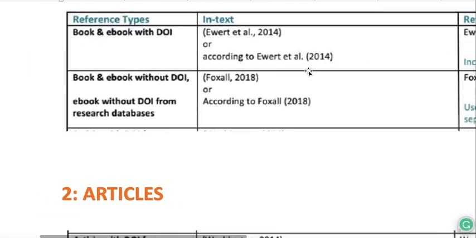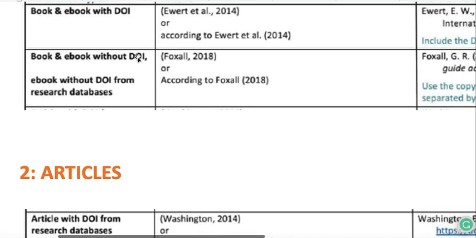And now if we come to the book which doesn't have any DOI, it is an ebook, it is a book but doesn't have any DOI, at that time the reference is again the same. For example, here et al. is missing, while there et al. was present. It's missing because the writer is only 1. But if there were more writers, et al. could be written. So Foxhall, comma, and the year of publication.